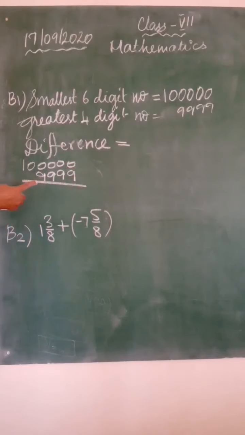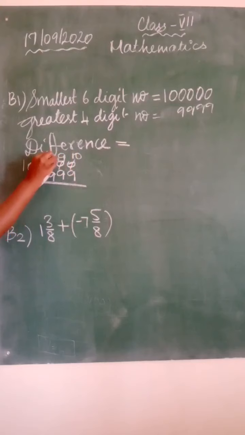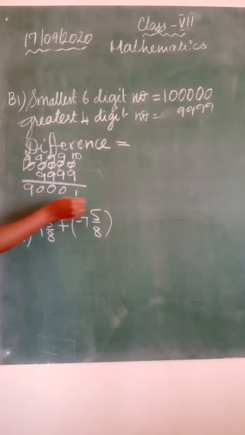Don't write 9 here. This is in the place of thousands, so you have to write it down near thousands only. Okay, so we have to borrow, right? So 10 minus 9 is 1, 9 minus 9 is 0, 0, 0 and 9. So the answer is 90,001. Clear?